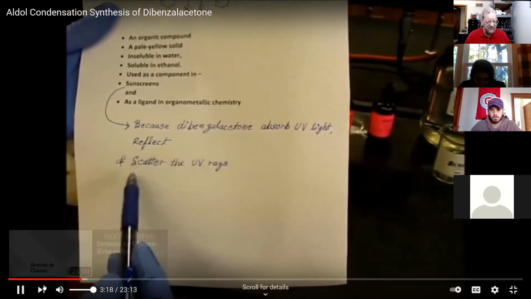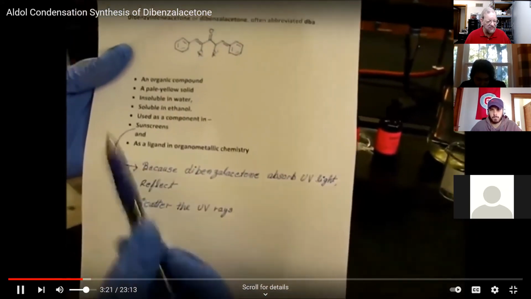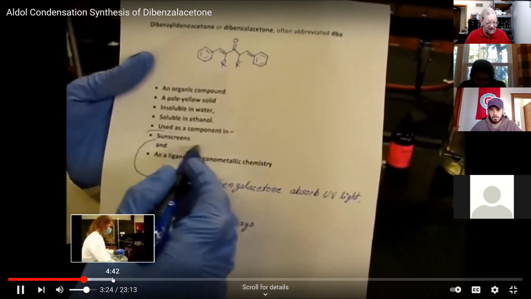And sometimes it reflects or scatters the UV light. Because of this, this compound is used in sunscreen.